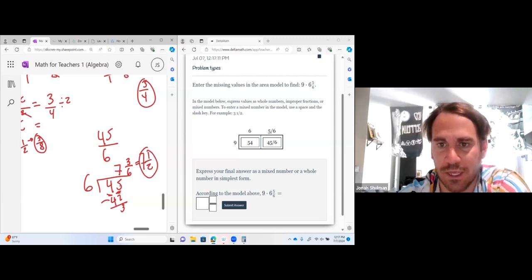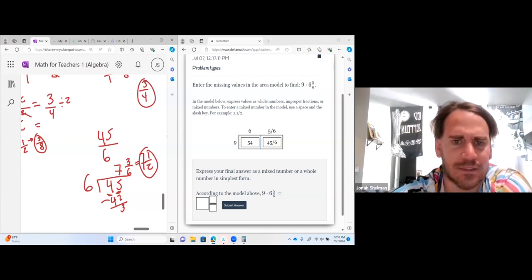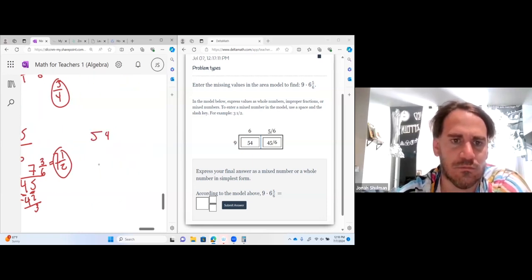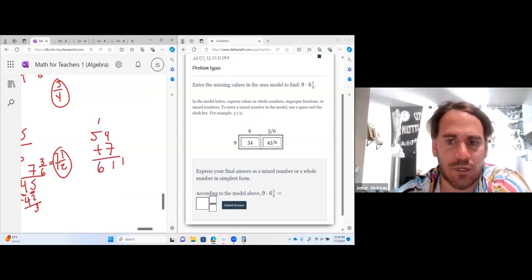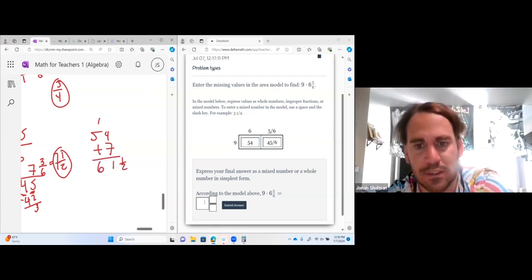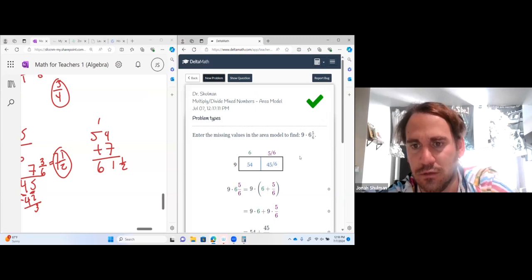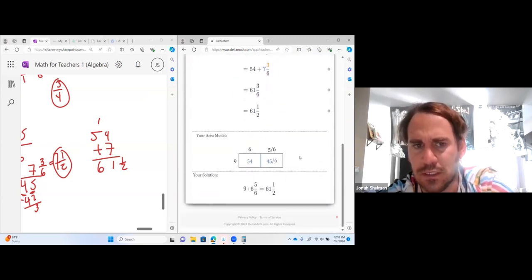Or we know it's the same thing as 7 and 1/2. Plus 3/6 is 1/2. So if I have 54, I got to add 7 more to it. 61 and 1/2 should be the answer. Let's see if I got it. So you can try these. These were nice and tough. I'm glad they're getting harder. Nice.